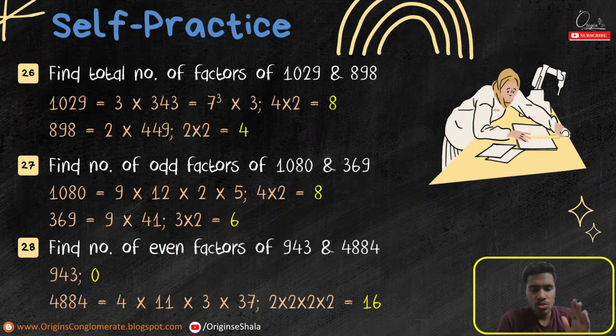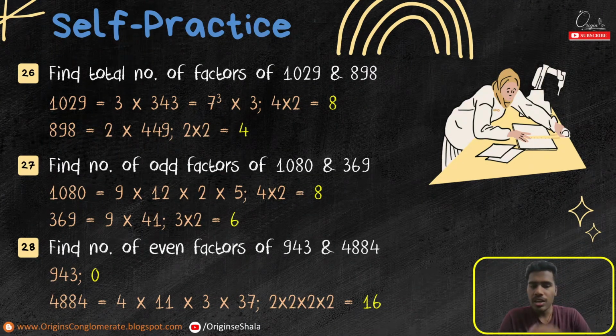In any case, 4884, I first divided by 44, which is 4 into 11. I clearly know that. And I will be left with 111. Now, 111 is quite a unique number, which I clearly remember is 37 into 3. Only because it was a unique number, I thought it might be prime. That's why I remember this, that 37 into 3 was 111.